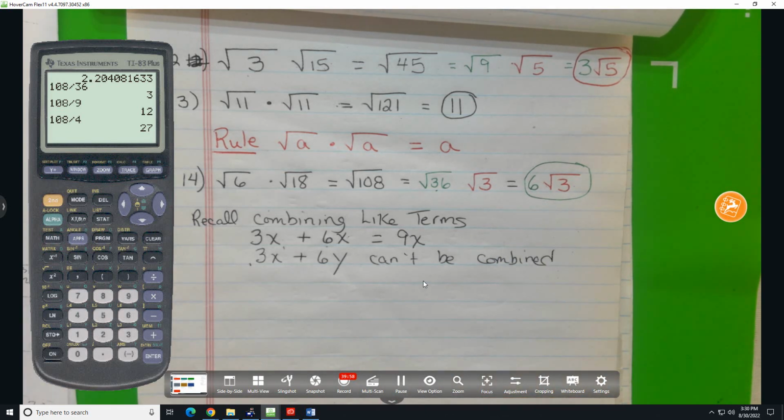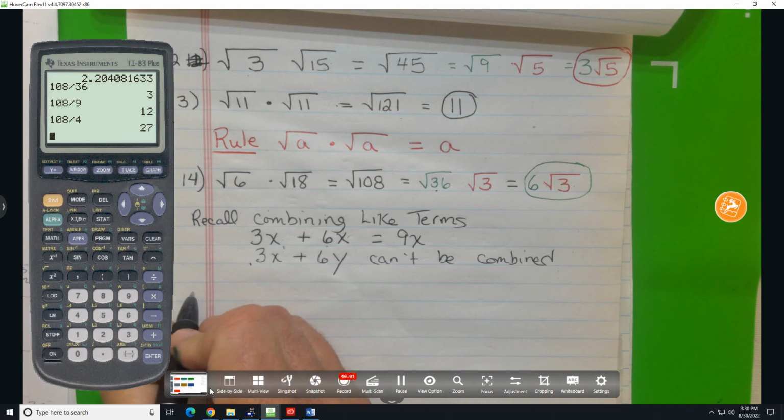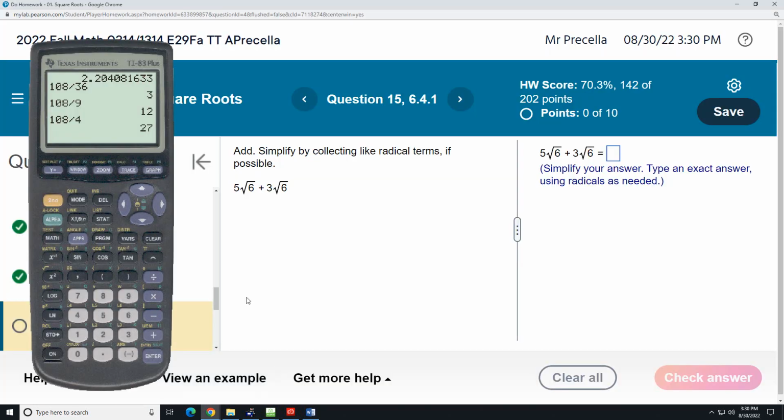Now, why am I mentioning that? Well, on problem number 15, we're adding square roots. 5 square root of 6 plus 3 square root of 6. To add or subtract radicals, you have to have like radical terms. They have to be the same type of radical. They're both square roots. That's good. But they have to have the same things underneath them also. So they have to have the same radical and the same radicands. And we have that. Square root of 6, square root of 6.